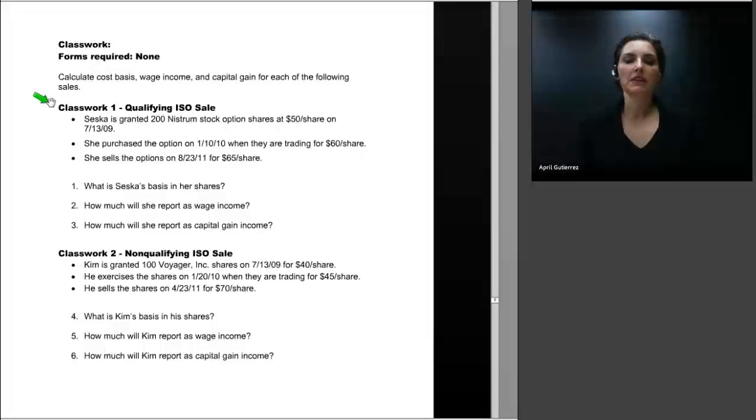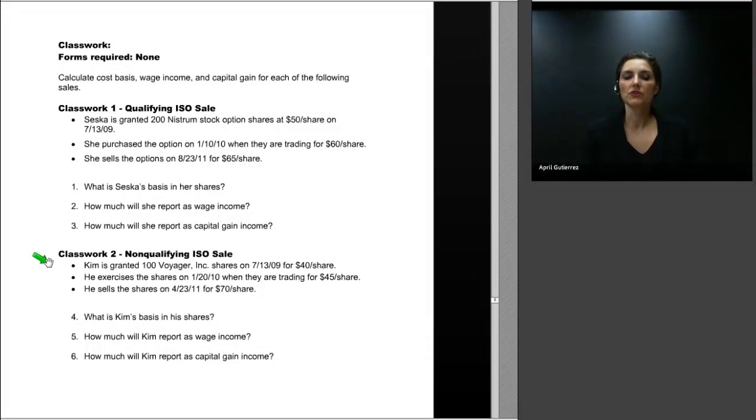We have classwork assignment number 1, which has to do with a qualifying ISO sale. Seska has been granted 200 shares of Nystrom stock options at $50 a share. She was granted the options on 7/13 of 2009. She then purchased the option on 1/10 of 10 when they're trading for $60 a share and sells the options on 8/23 of 2011 for $65 a share. Your job is to determine what is Seska's basis in her shares, how much will she report as wage income, and how much will she report as capital gain income.